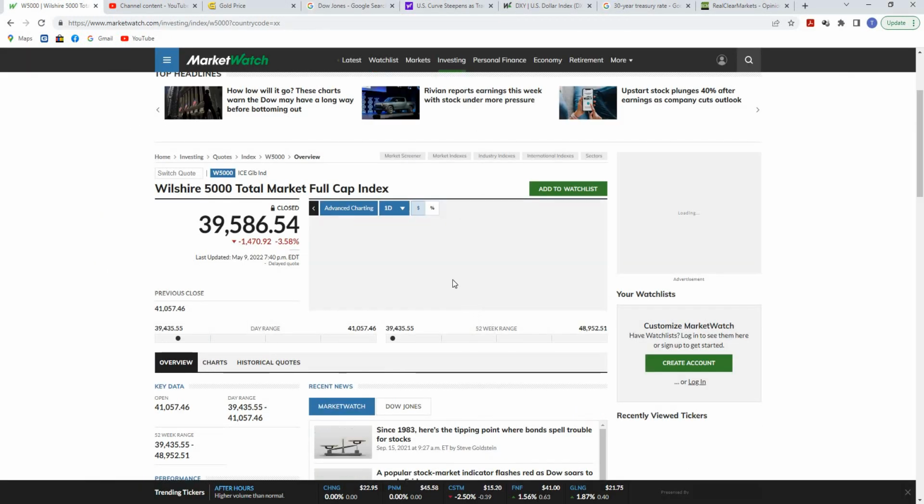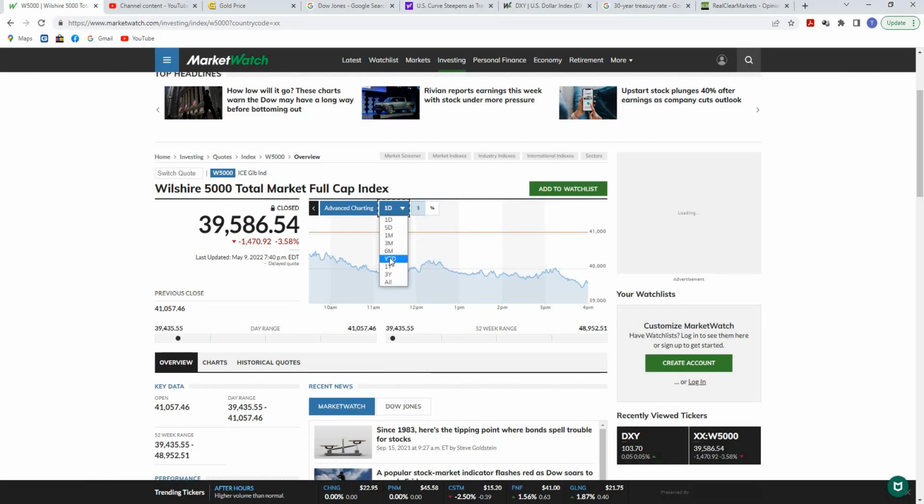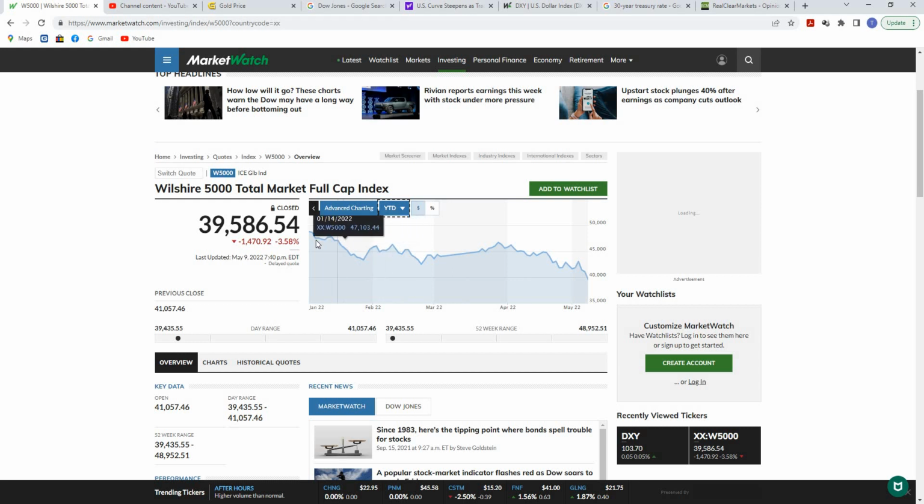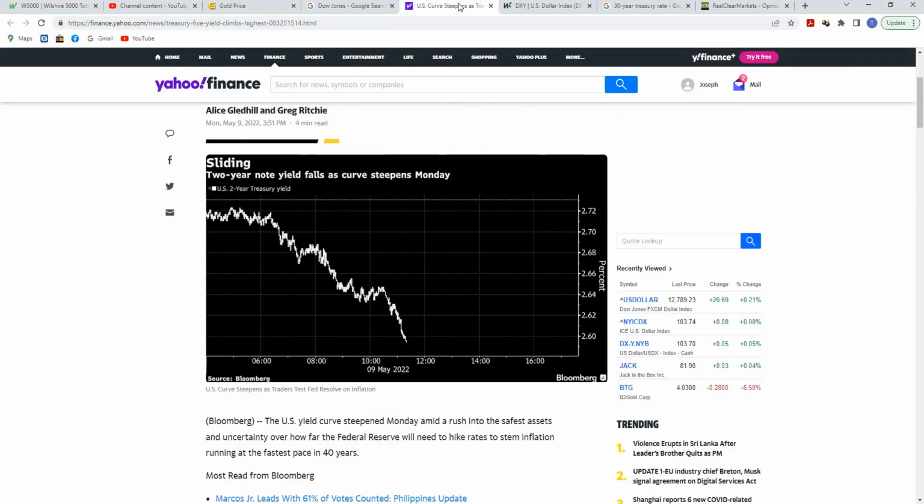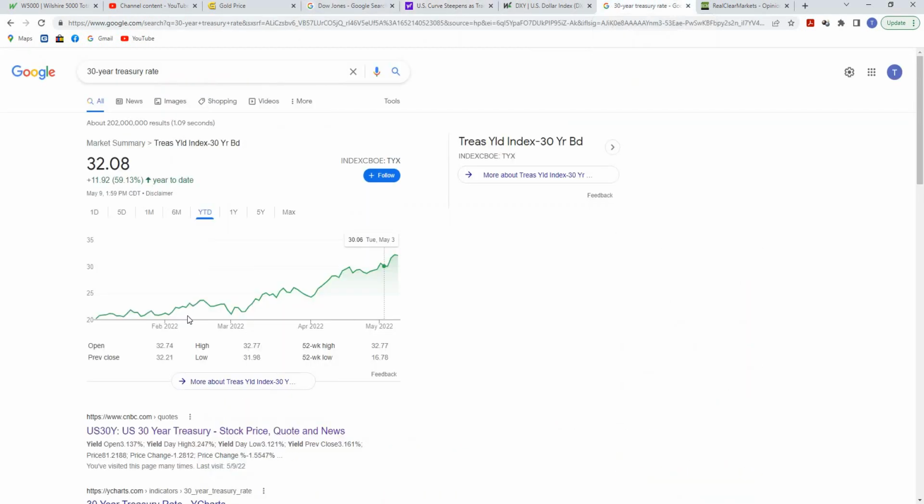The Wilshire 5000, a broader measure of the stock market, has dropped by nearly 15% year to date, and it's on its way down even further than the Dow Jones, because it also takes into account smaller cap stocks and tech stocks. But the problem is why those stocks are dropping. They're dropping in the wake of rising interest rates.